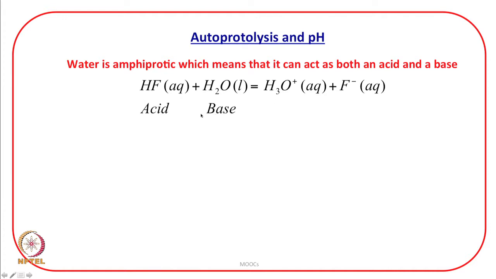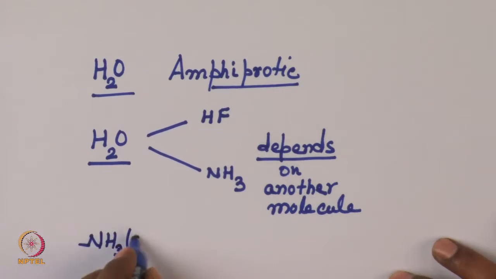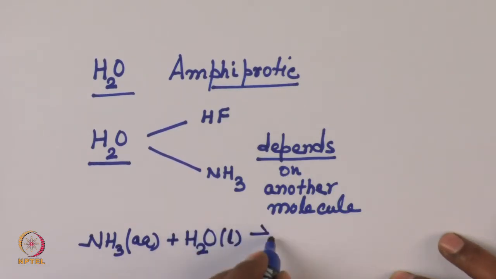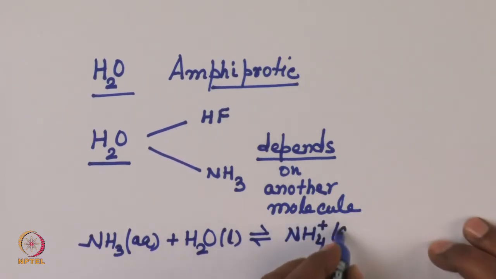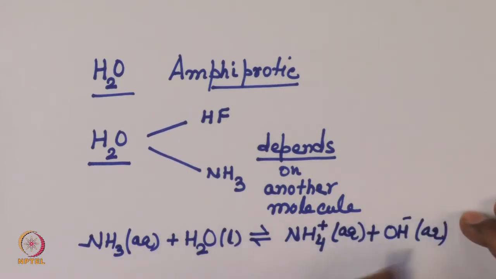On the other hand, if I choose another example, for example, if I take NH3 aqueous and take water liquid, what I get is NH4 aqueous plus OH minus aqueous. In this case, water has donated a proton.